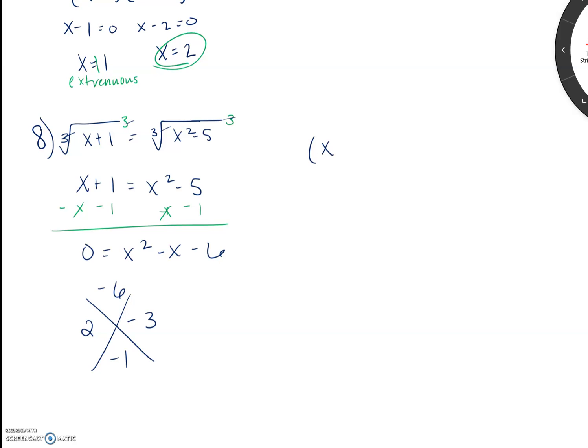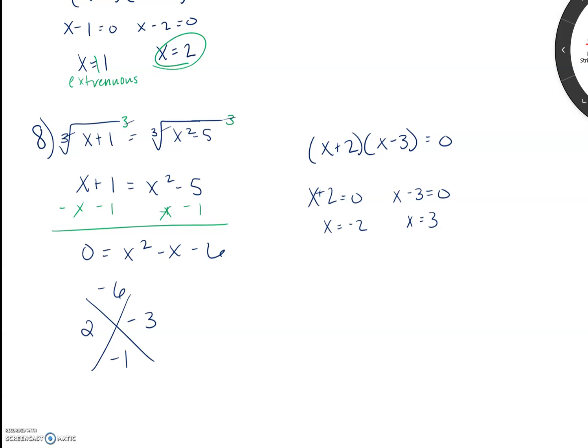Alright, so now we have the factors x plus 2 times x minus 3 set equal to 0, and we need to solve for each value. And that would be x equals negative 2 and x equals 3. We need to check to see if they are extraneous or not.